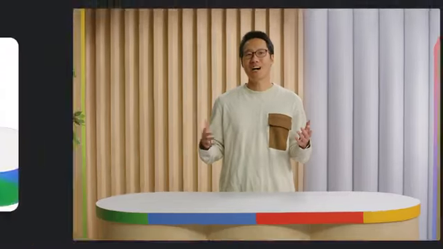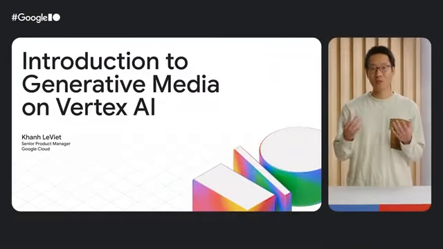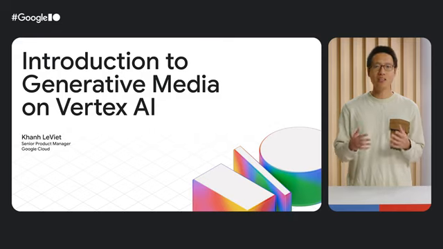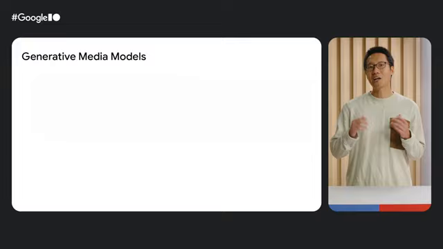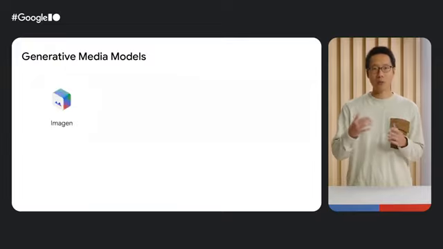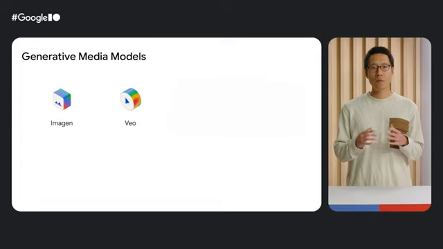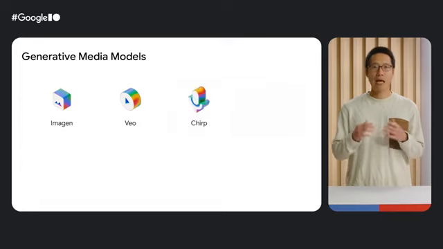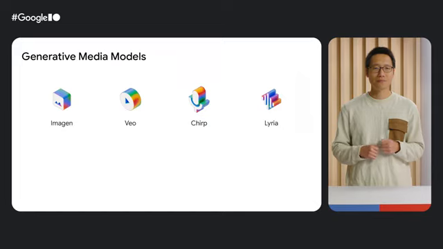In this video, I would like to give you an introduction about generative media, which are the AI models that allow you to generate images, videos, and audios from a text prompt. In Google Cloud, we offer 4 Gen media models: Imagen for image generations, Veo for video generations, Chirp for speech generations, and Lyria for music generations.